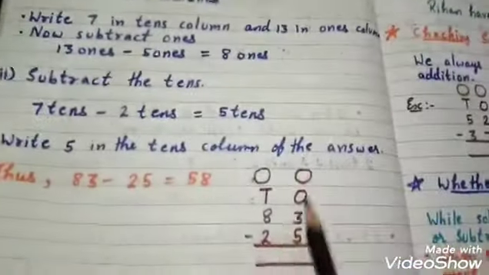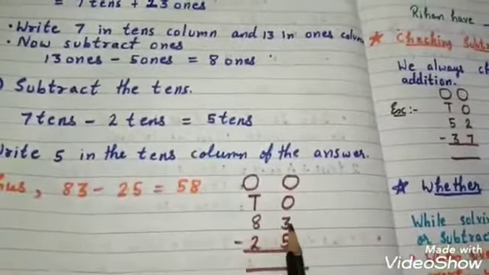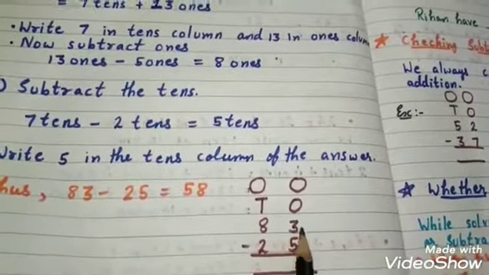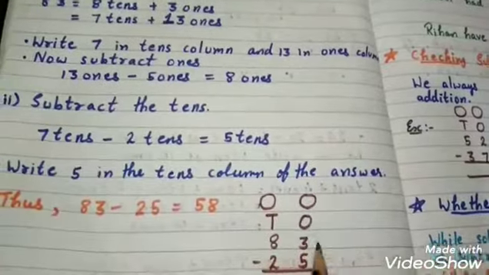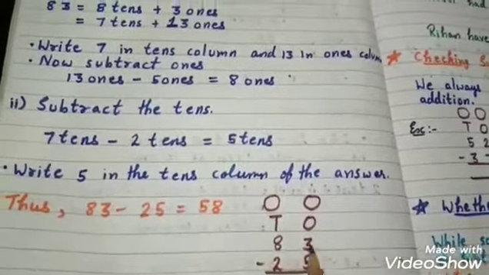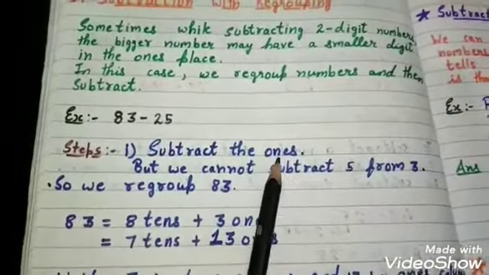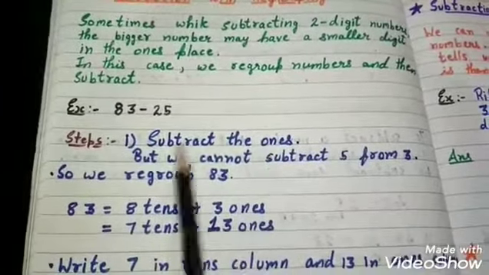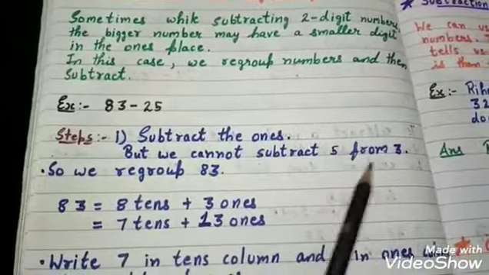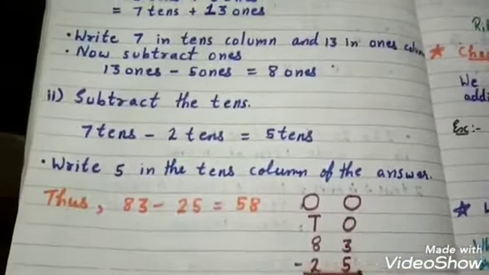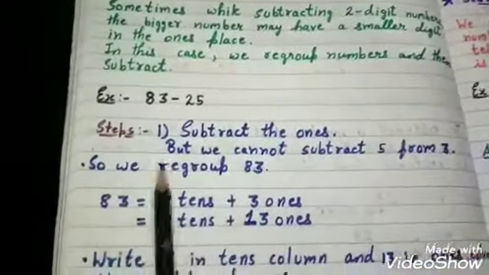See here, this 3 and minus 5. We cannot subtract 5 from this 3, right? Now we have to do regrouping. So the first step is subtract the ones. First we have to subtract ones, but we cannot subtract 5 from 3. I have told you before also, we cannot subtract this 5 from 3, right?